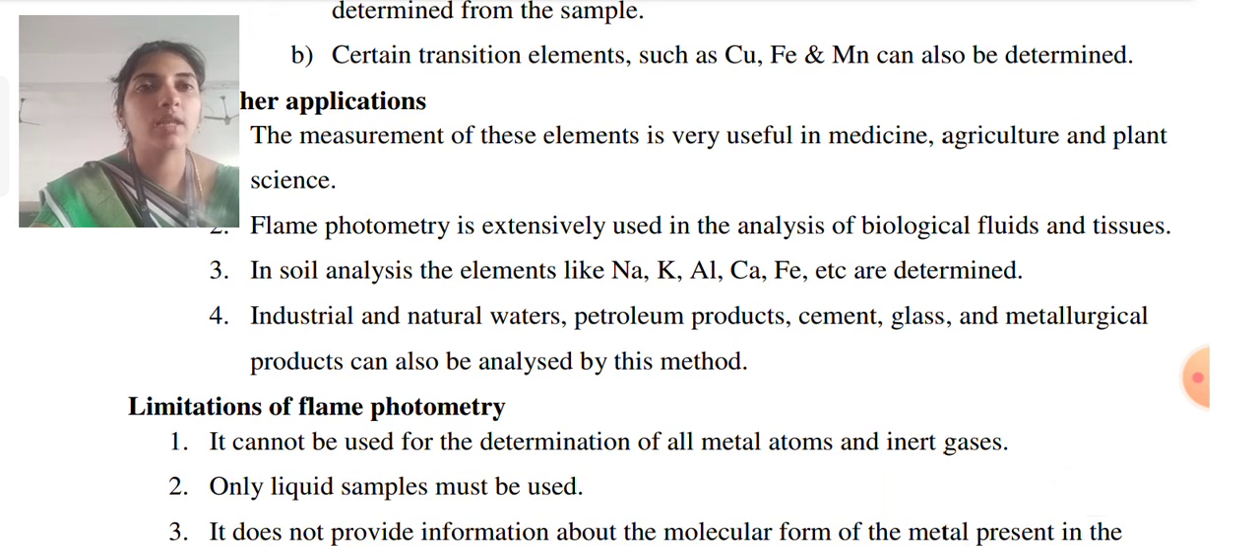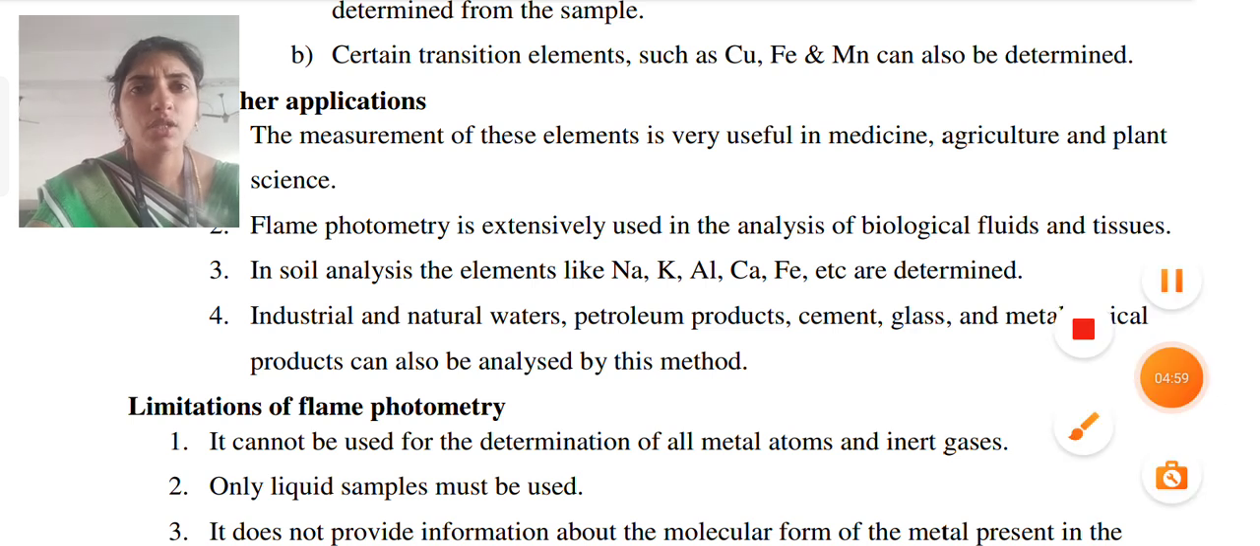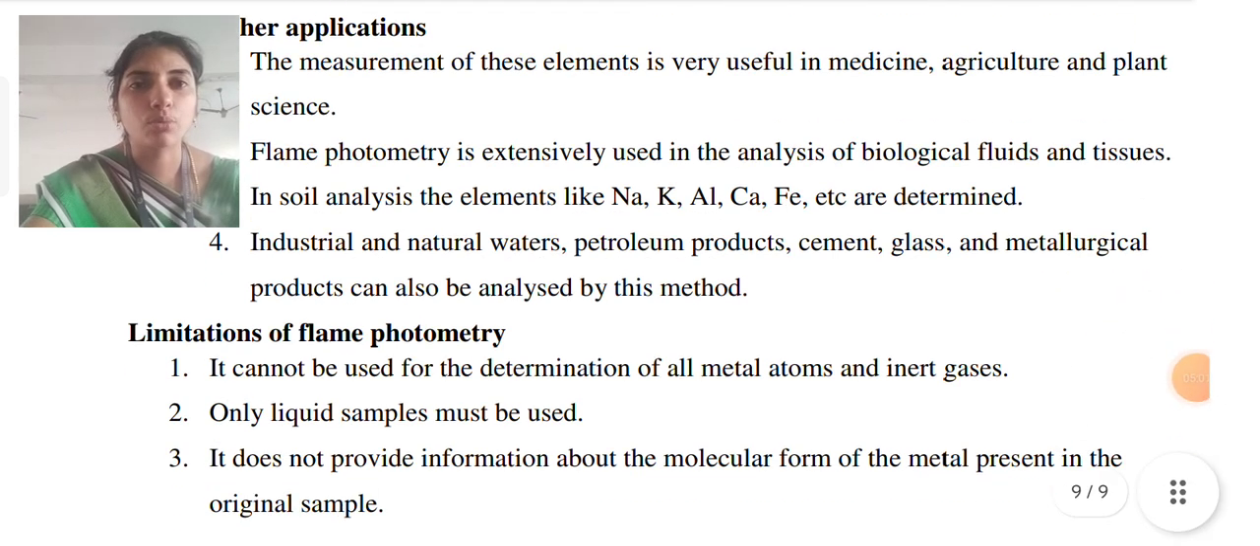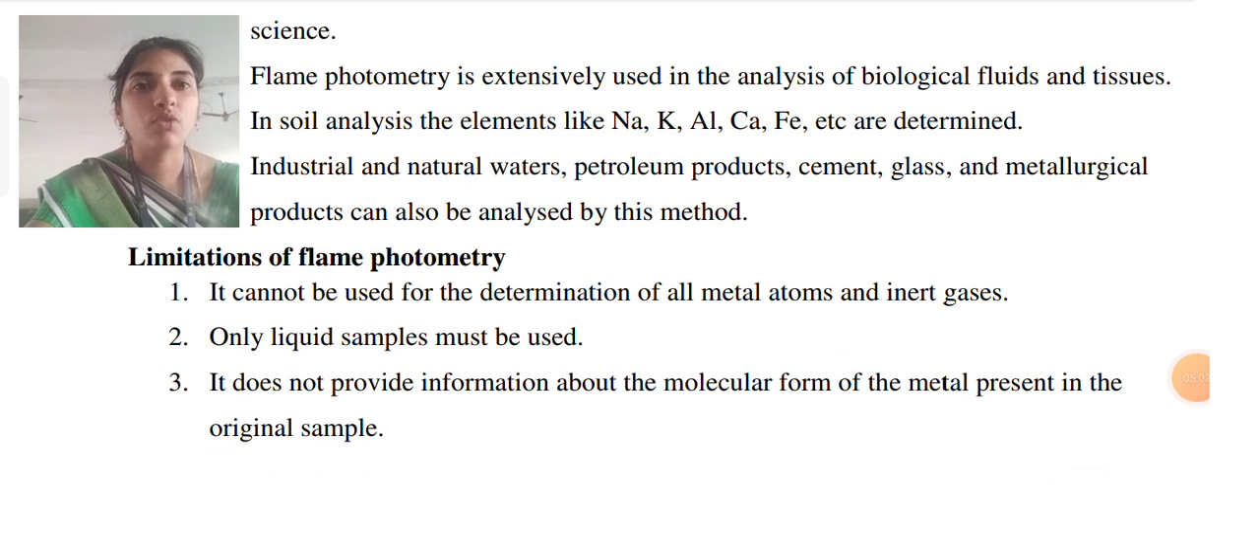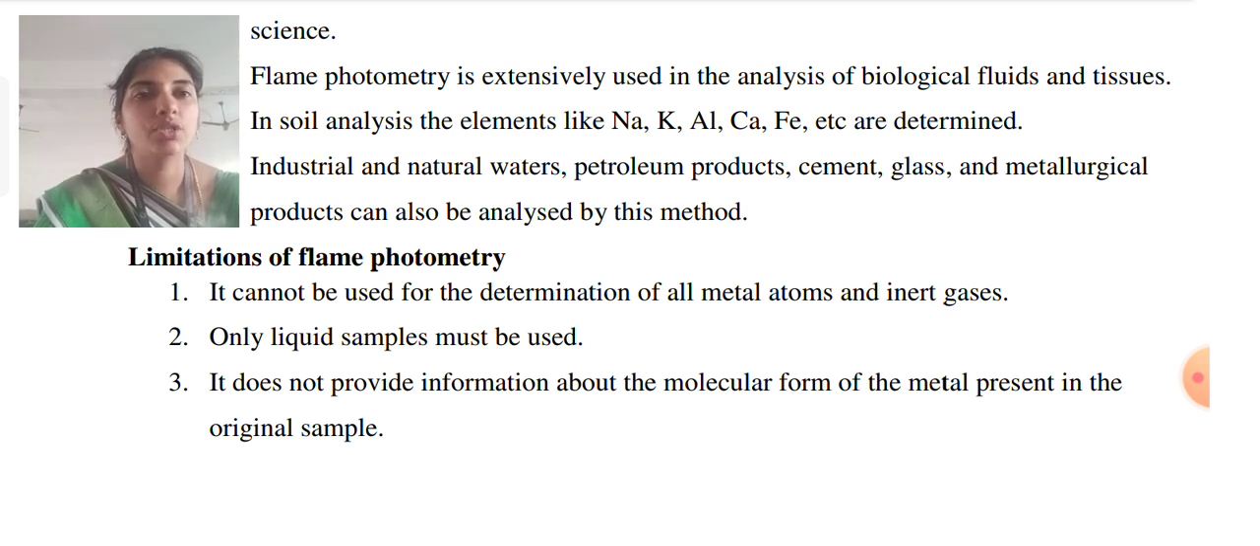The limitations of flame photometry: it cannot be used for the determination of all metals, atoms and inert gases. Only liquid samples can be used. It does not provide information about the molecular form of the metals present in the original sample.